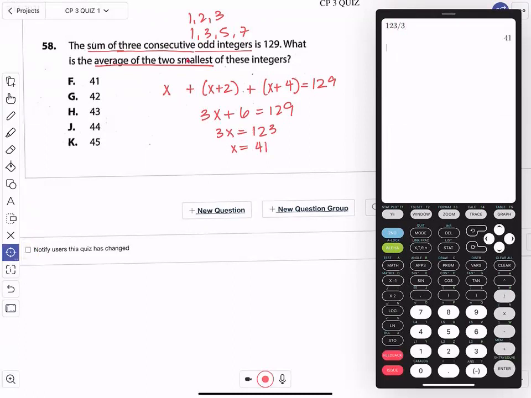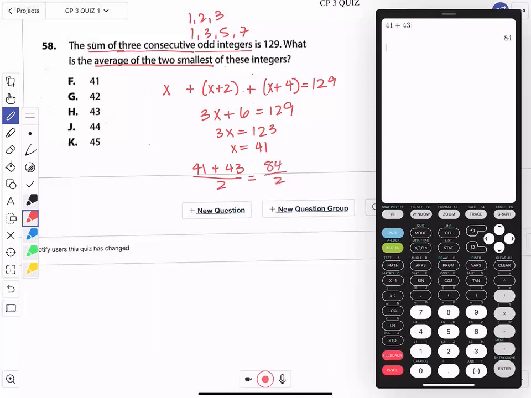And it says the average of the two smallest. So the two smallest would have been 41, and then the next number would have been 43, because you're adding up the two smallest integers that are odd. Then you just divide that by 2, because there's just 2 digits here. So 41 plus 43 is 84. Divide that by 2 is 42.